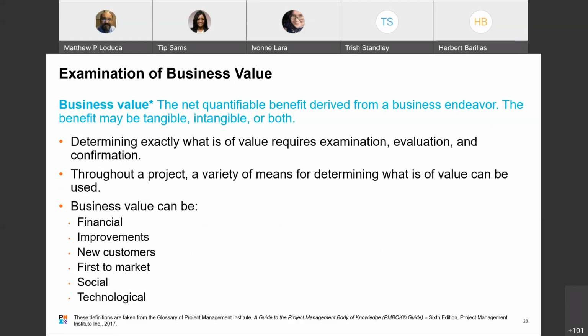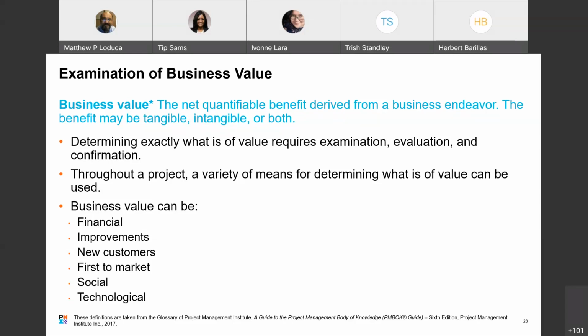Throughout the project, a variety of means for determining what is of value can be used. And there's all kinds of things that you can look at. The easy ones are financial. Hey, doing this, we can bring in 10,000 more customers an hour. We can make a lot more money just because we can do more volume, because financially this is a good thing to do.